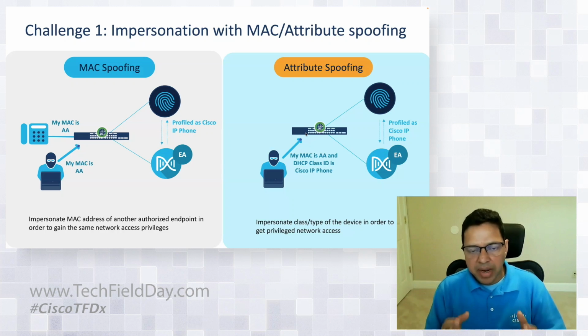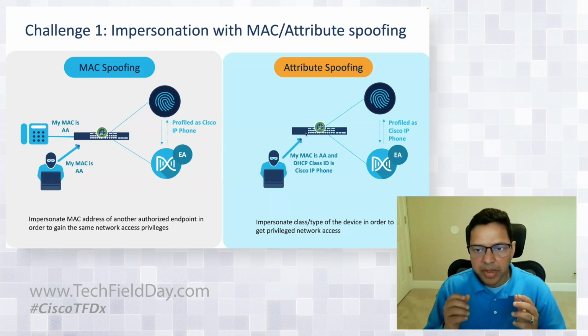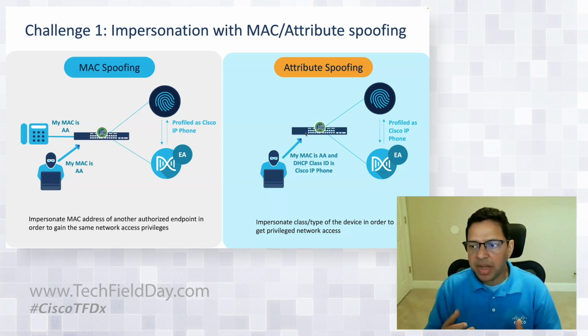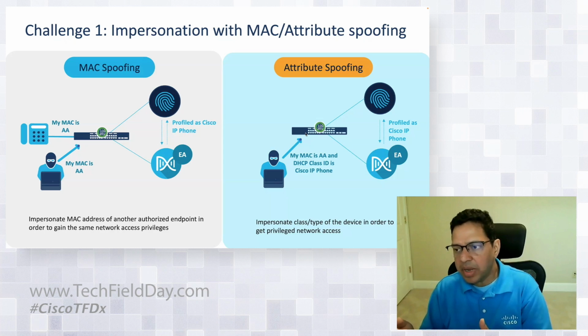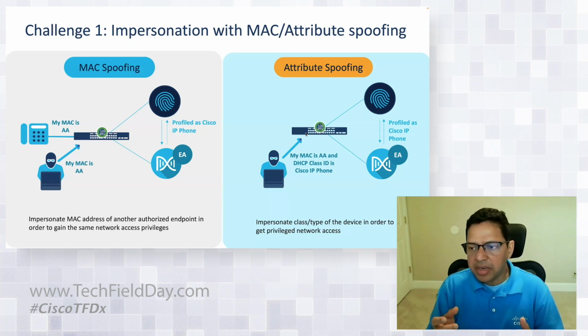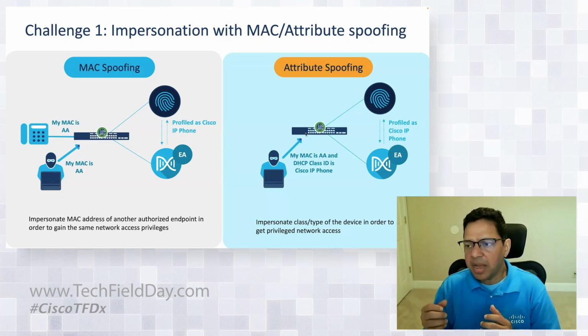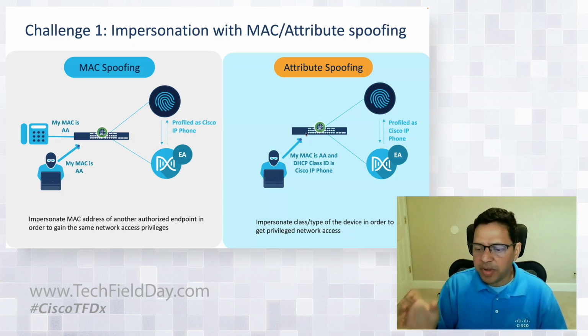Now, a bad actor comes in and uses the same MAC address to connect, because they want to gain the same level of access. That is the idea behind MAC spoofing. In the case of attribute spoofing, instead of using the MAC address, or on top of using the MAC address, they want to use an attribute value, and this could be from certain protocols such as DHCP.